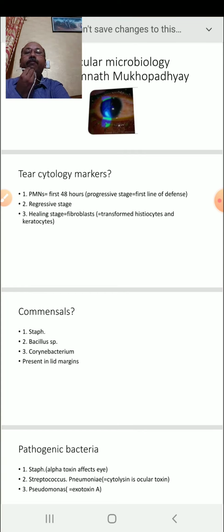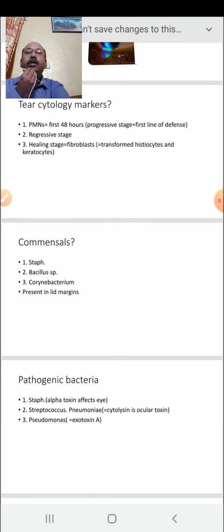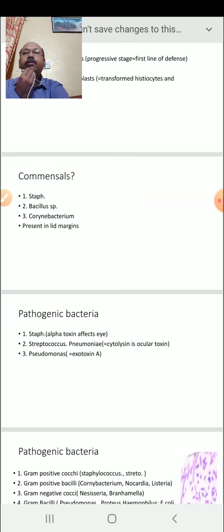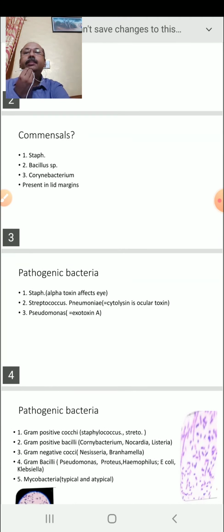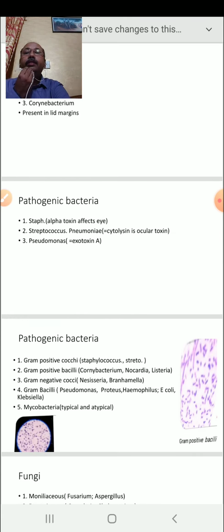Now, the fibroblasts are nothing but transformed histiocytes and keratocytes. There are some commensals. What are commensals? These are the resident flora which are normally situated on the ocular surface, and under normal circumstances they will not cause any disease to the person. Now, the main commensals are Staph species, Bacillus species and Corynebacterium. They are usually present in the lid margin, though there are some pathological organisms like Staph.